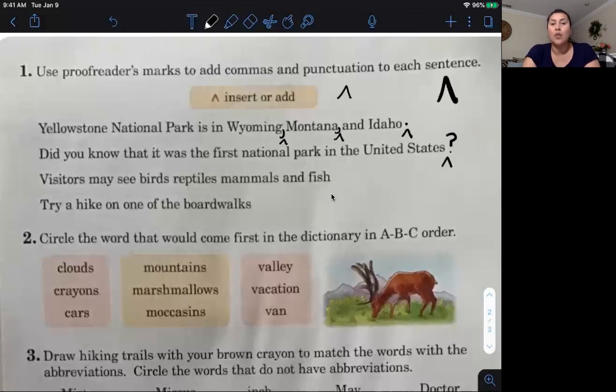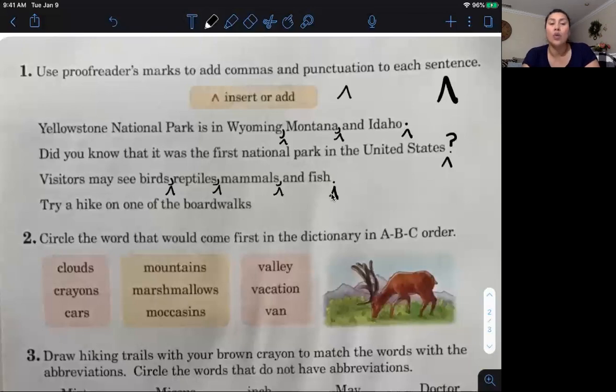Visitors may see birds, reptiles, mammals, and fish. That kind of sounds like we're listing out several things. What do you think? What are we missing there? Whenever we list out several things, we have to include commas. Very good. So visitors may see birds, comma, reptiles, comma, mammals, comma, and fish. Am I done? No, I need to add the period. Good job.